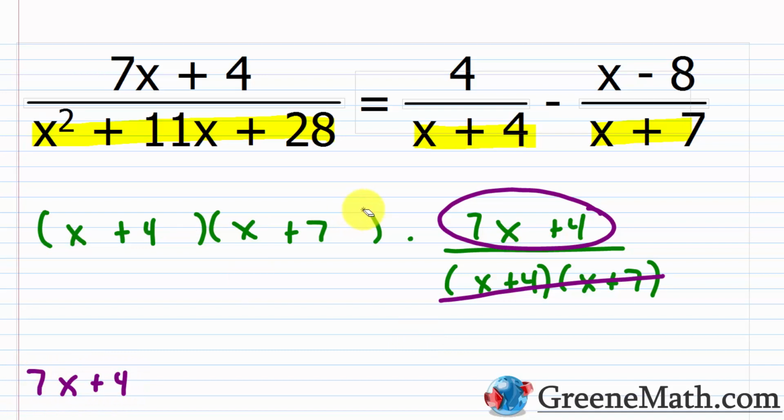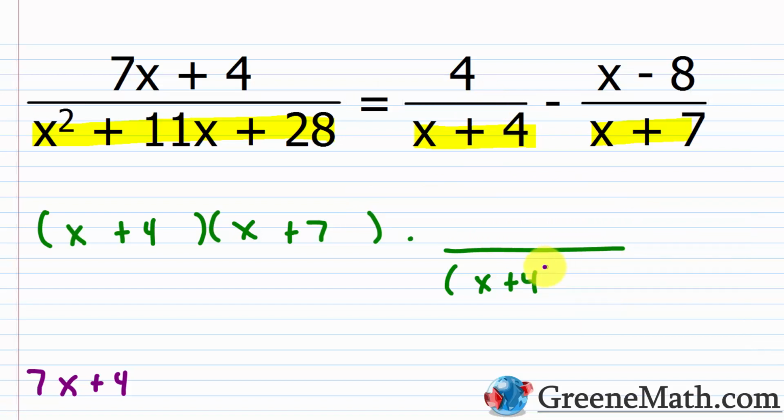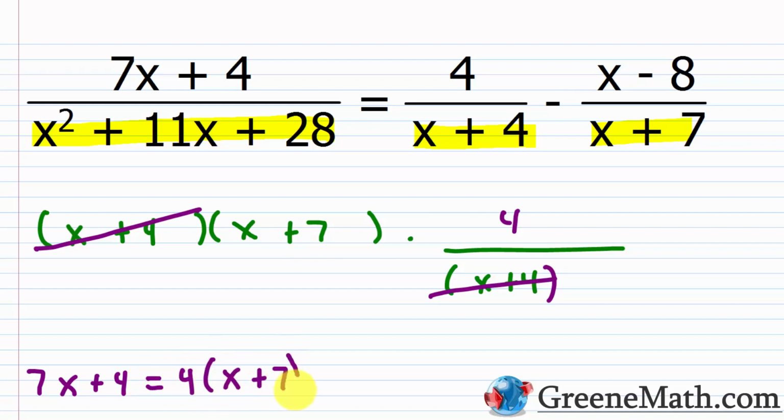And then let's go ahead and do that for this part right here. So I'm going to multiply my 4 over x plus 4. In this case, the x plus 4 cancels with the x plus 4, and I would have 4 times the quantity x plus 7. So let's put equals 4 times the quantity x plus 7.